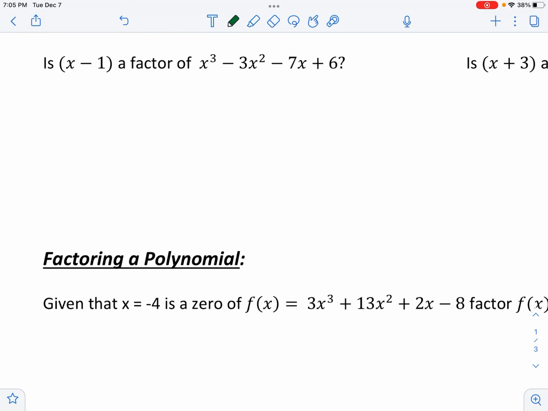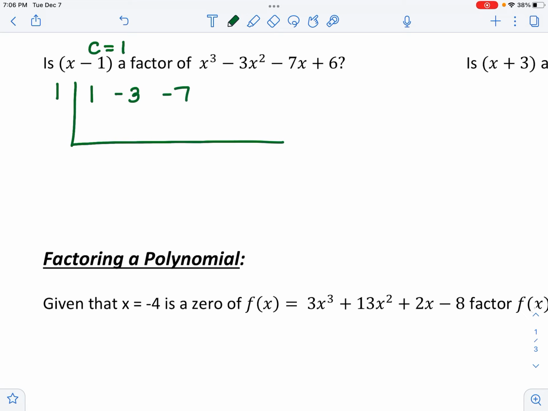Okay, so it says, is x minus 1 a factor of this polynomial? So what we're going to do is synthetic division. We're going to divide with the c value of 1, because remember, it has to make this 0. And we're going to see if it's a factor. If we get a remainder of 0 here, it is a factor, because there is no remainder.